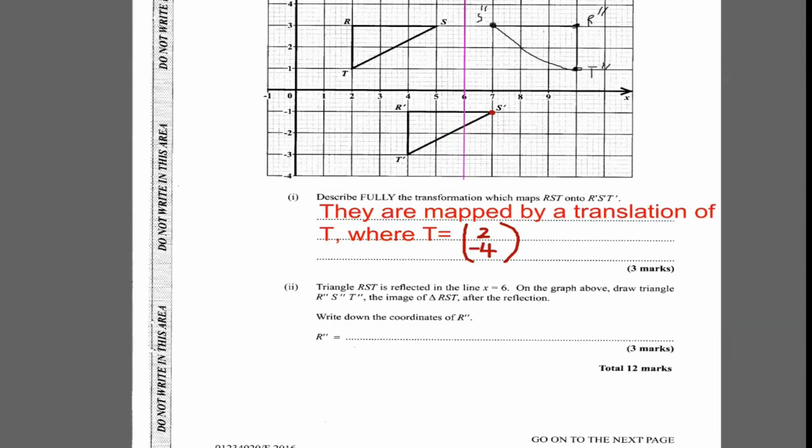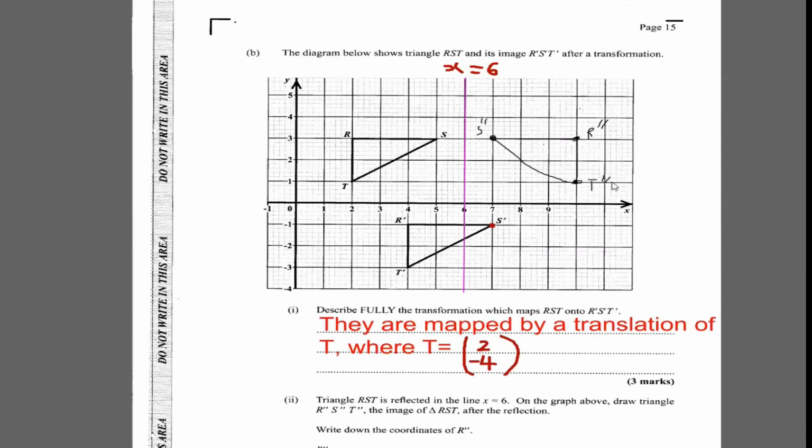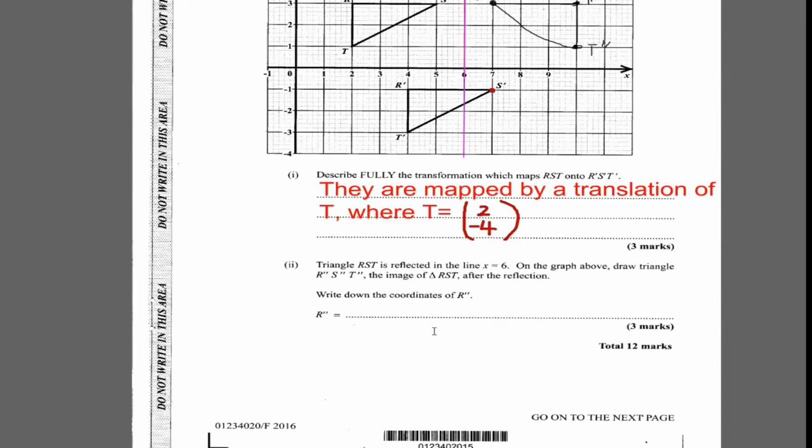Then it says state the coordinates of R double prime. The coordinates of R double prime, that looks like x is 10 and y is 3. So 10, 3. So R double prime is 10, 3. Nice and easy.